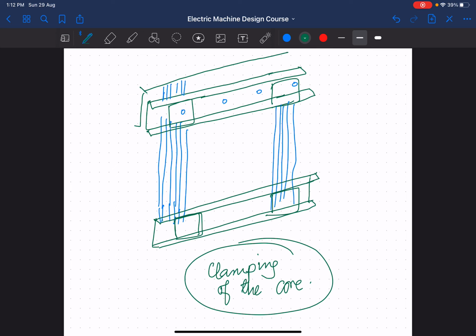Okay, so with this we come to the end of this lecture on core construction. In the next lecture we will talk about how windings are designed.